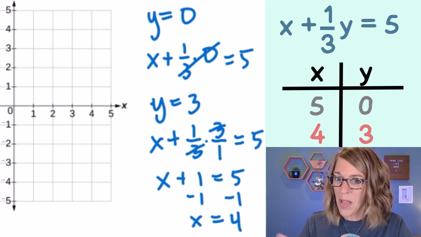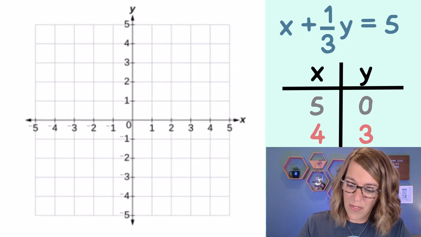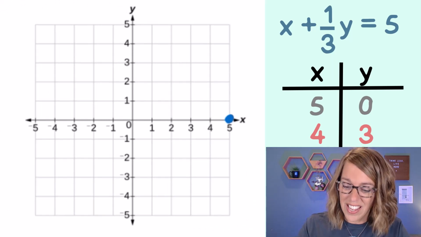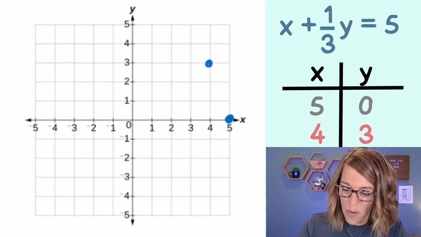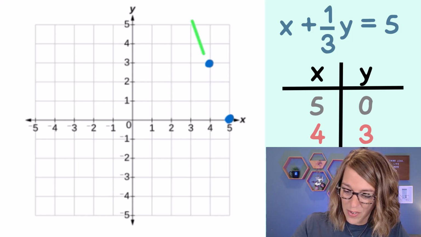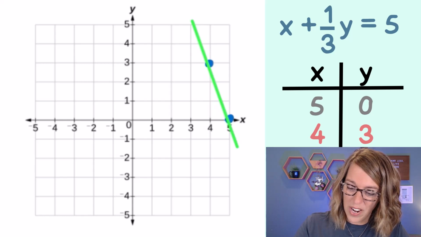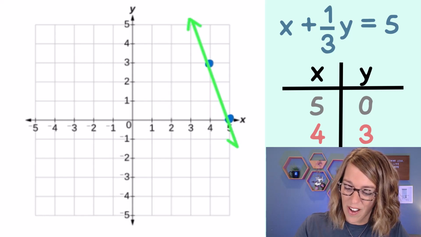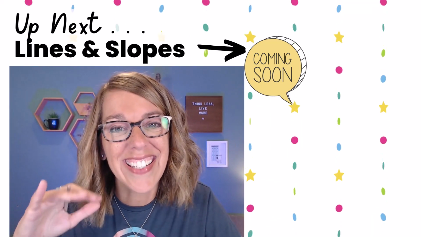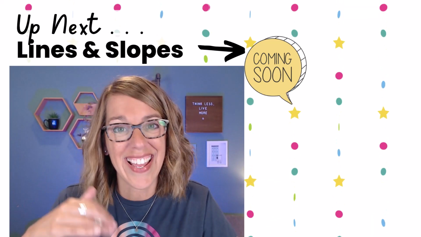Let's plot both of these. So I've got 5 for x and 0 for y. My second point is 4 for x and a 3 for y, which is this point right here. And I'm going to go ahead and graph those going right through those 2 points, remembering to put an arrow on either end. You are doing so great. Next, let's take a look at these lines and their slopes.